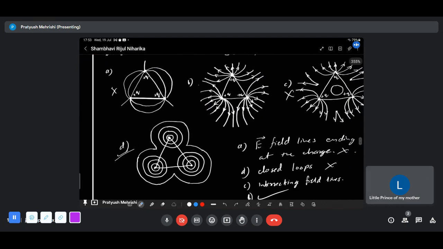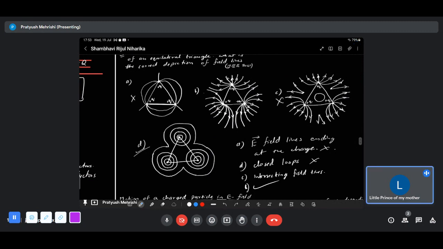Option B for ball or D? Sir, which option is correct? B for ball, B for Bombay. Yes, B is correct.